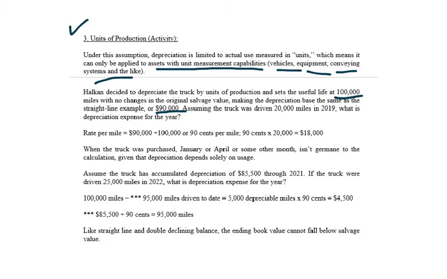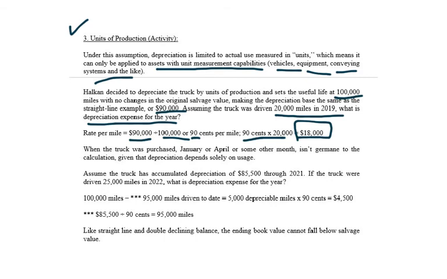So if we assume that it was driven 20,000 miles in 2019, what's depreciation expense for that year? Again, there's our depreciation base, which is the same as depreciable cost, $90,000, and we're going to divide it by 100,000 miles. So in other words, we're going to depreciate this at the rate of 90 cents per mile. 90 cents times 20,000 miles equals $18,000 as the total depreciation expense we'll take in 2019.